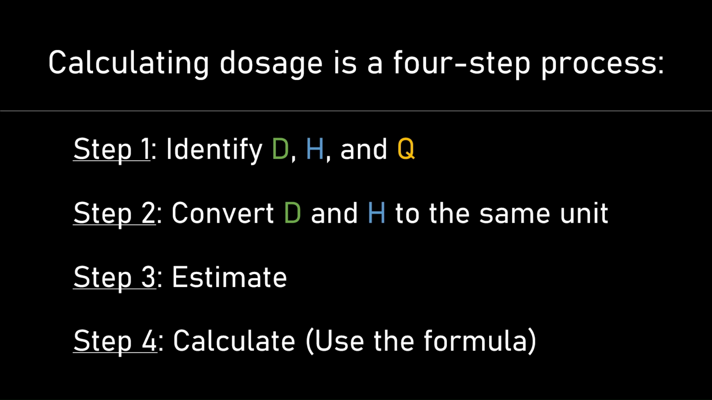Now that we know how to identify the 3 variables of our equation, let's take a look at the process of calculating dosage. The process itself has 4 steps. First, we need to identify the variables D, H, and Q. Next, we need to convert D and H to the same unit. Third, we need to estimate the correct answer. This is a step often skipped by many students, but utilizing it may mean the difference between a correct calculation and a harmed patient. Finally, we'll use the formula to calculate the amount of medication given to the patient at each dose.